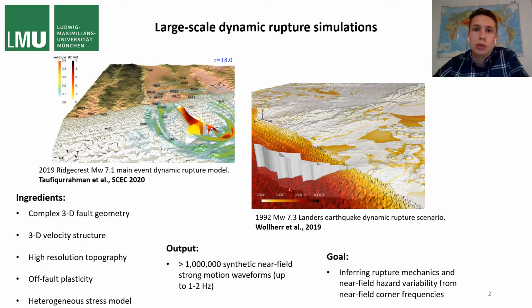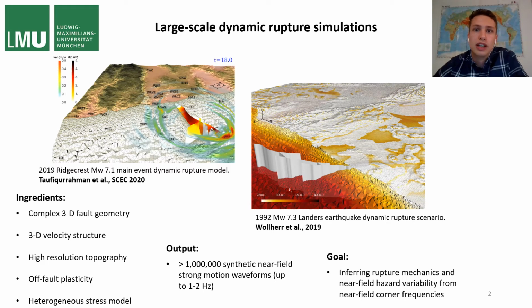The models incorporate complex 3D fault geometries, 3D velocity models, high-resolution topography, off-fault plasticity, and heterogeneous stress field models. Both models are capable of reproducing a broad range of observations. And there's a separate SSA presentation about the Ridgecrest model by Alice Gabriel for the session Exploring Rupture Dynamics and Seismic Wave Propagation along Complex Fault Systems.